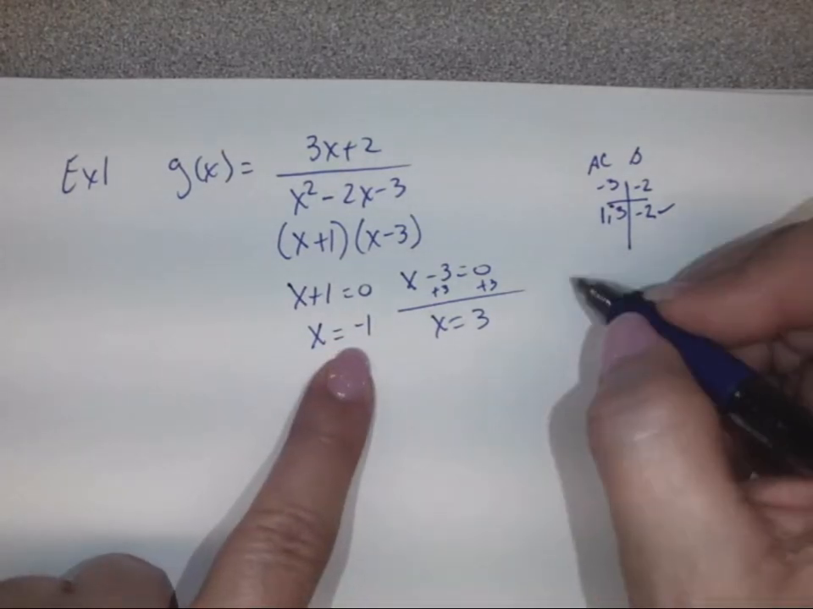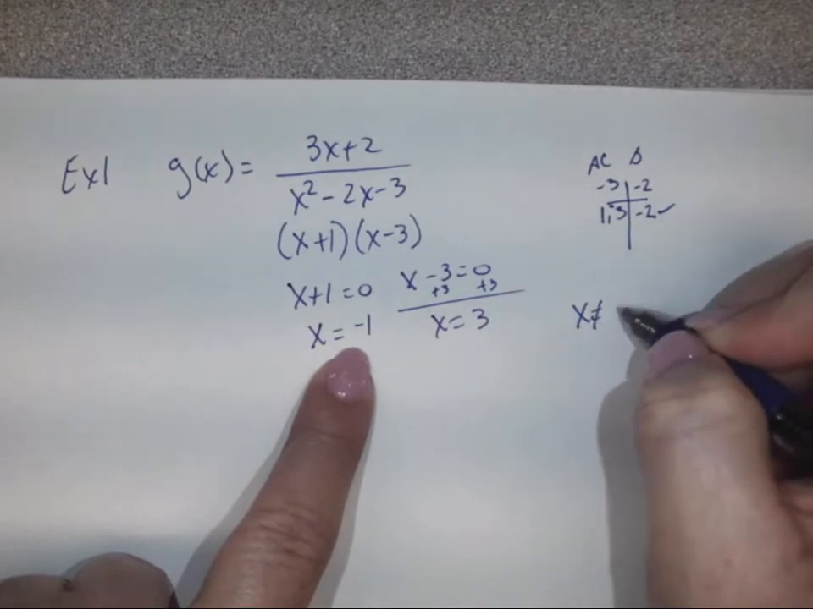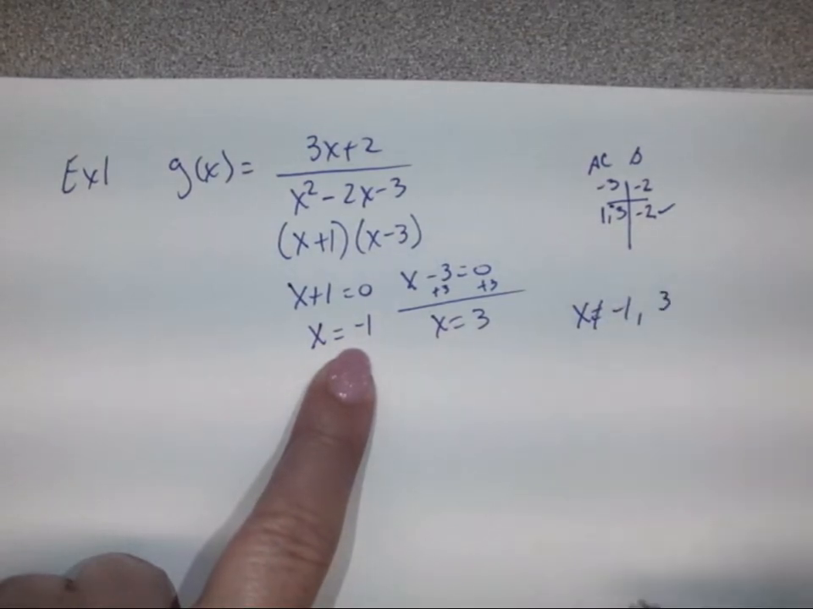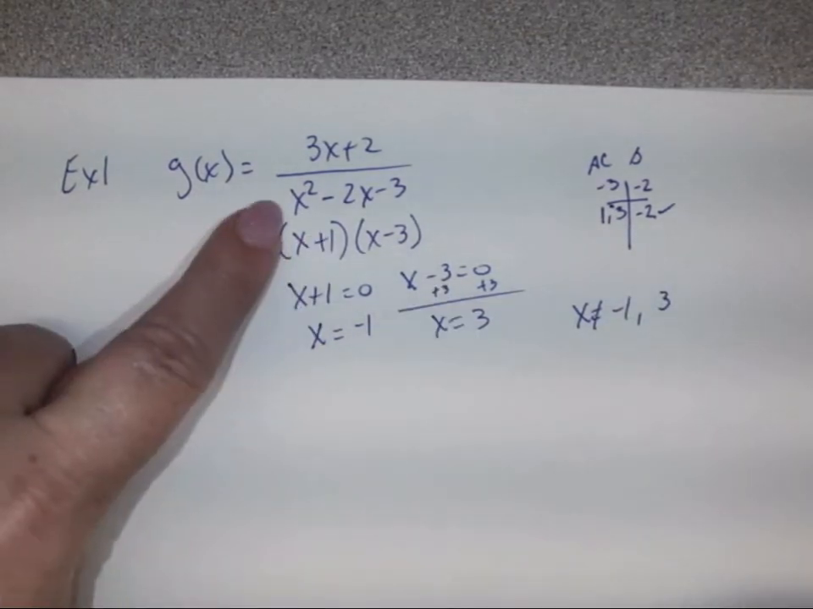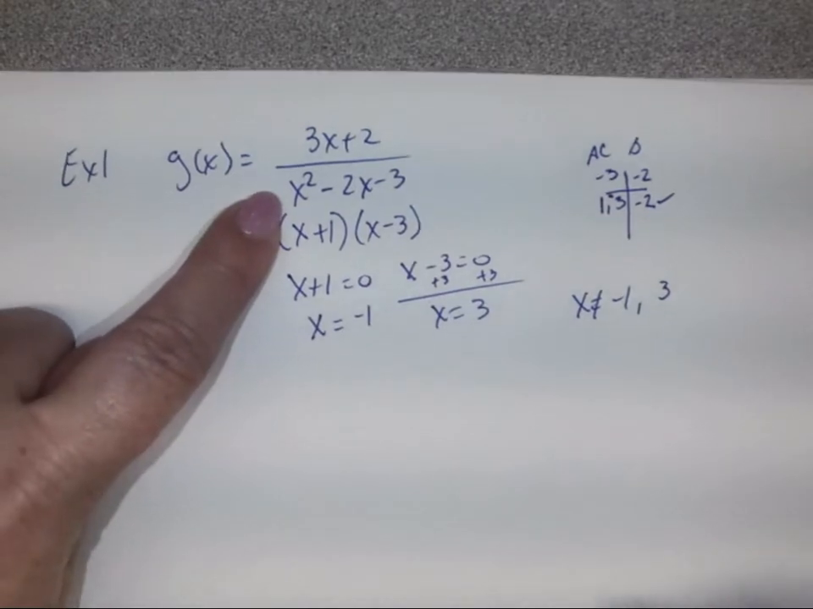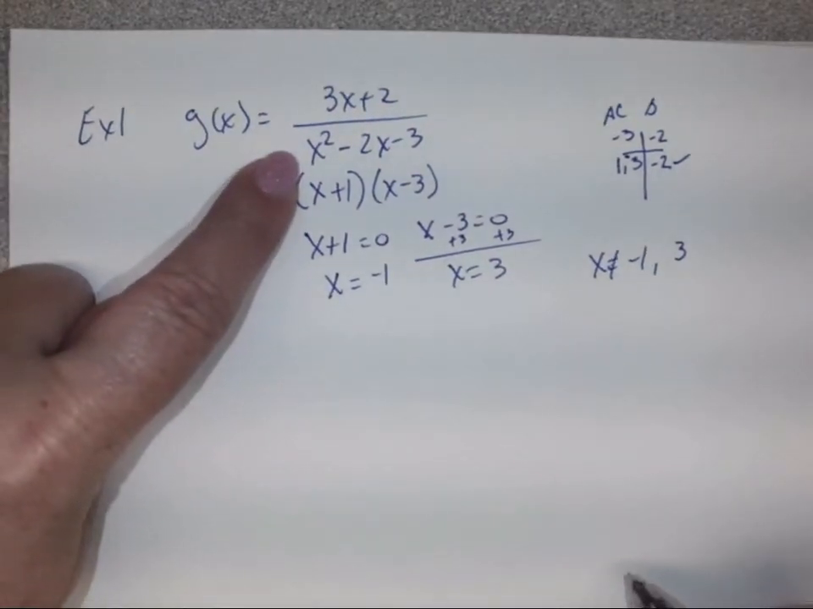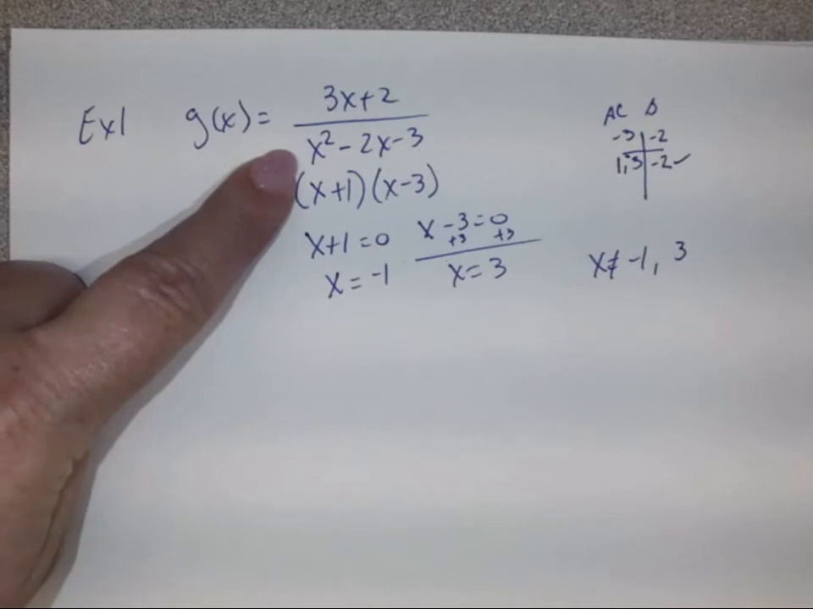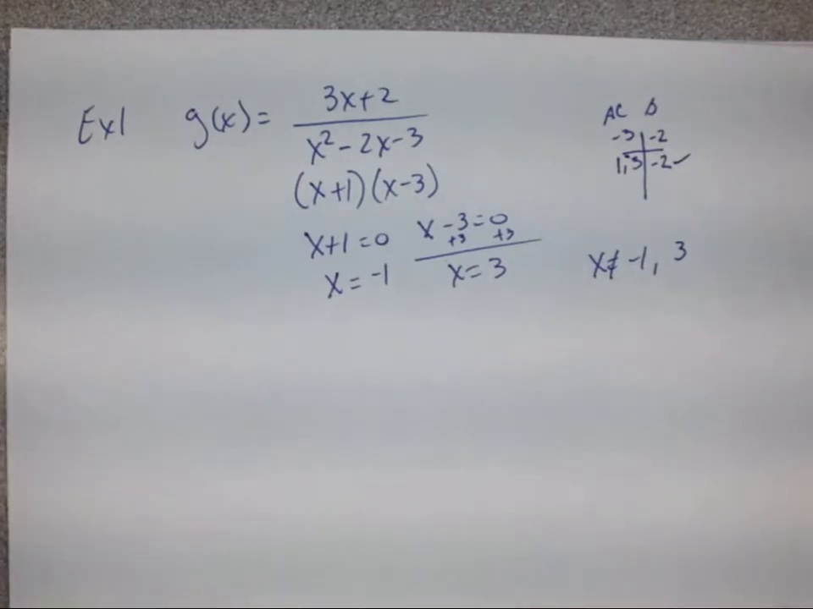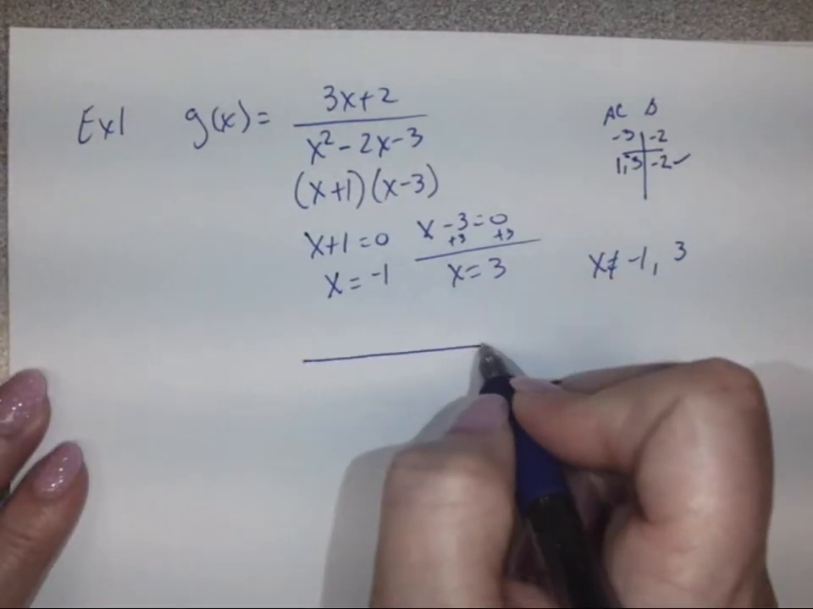So what this really means is my x cannot be equal to negative 1 or 3, because if I plug those numbers in, I'm going to get 0 in the bottom and end up dividing by 0, which is a problem. So what I really need to do is figure out what other numbers it can be. So I'm going to find my domain.